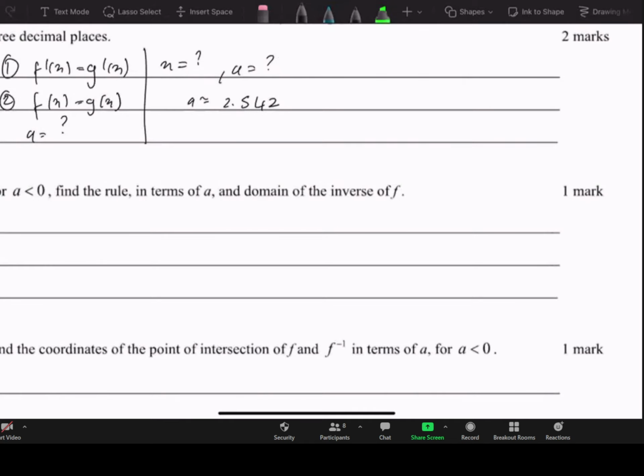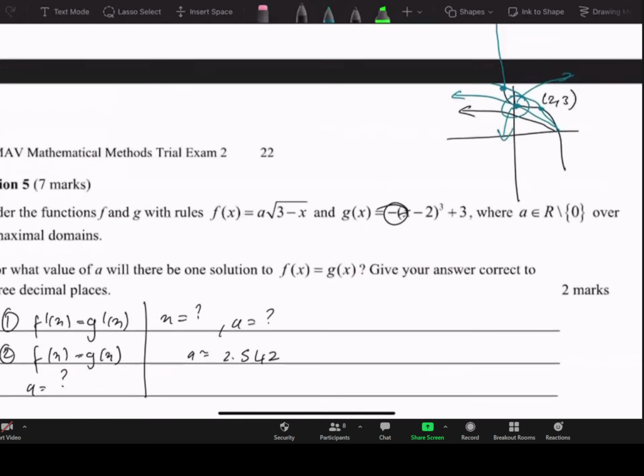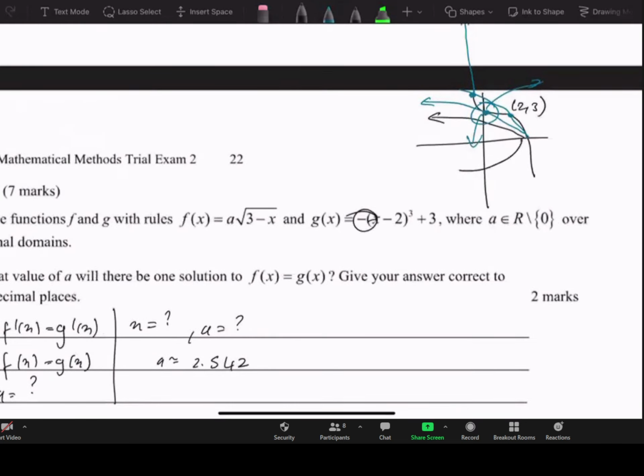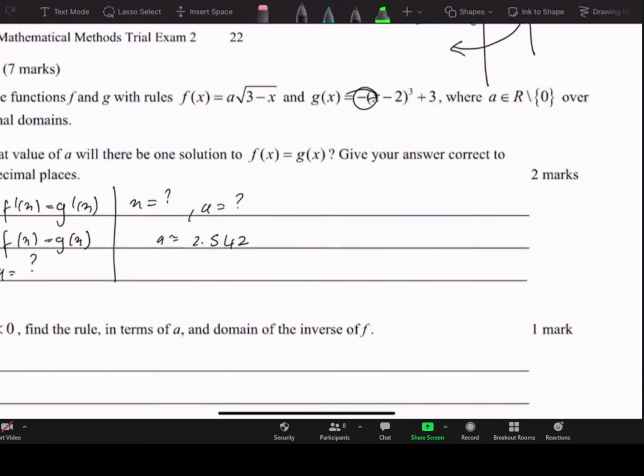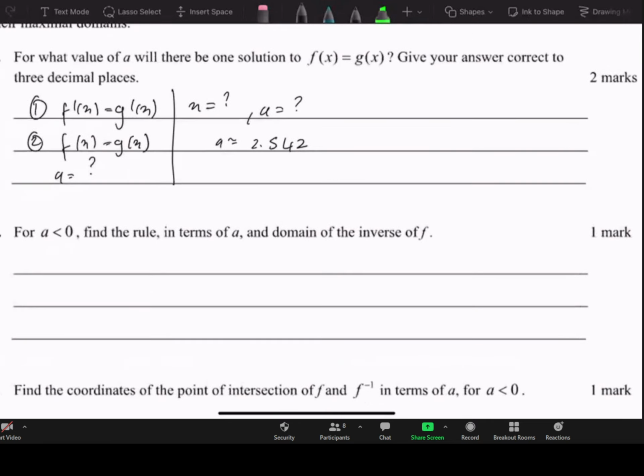So if A is less than 0, find the domain of the inverse of f(x). If A is less than 0, then the cubic is now looking like this. So the domain of the inverse would be the range of f(x). The range of f(x) would be negative infinity to 0. So the domain is negative infinity to 0.